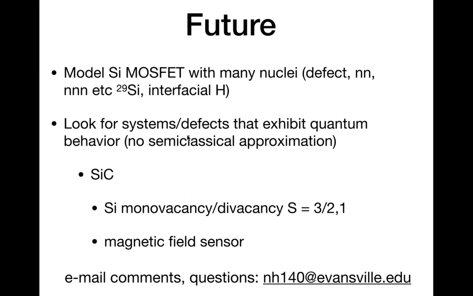And then looking for this quantum behavior in other systems will also be interesting. Silicon carbide is a promising candidate for that. It's also interesting because it has higher paramagnetic spin defect states, like 3/2 and 1. And there's also some ideas to use this as a magnetic field sensor.